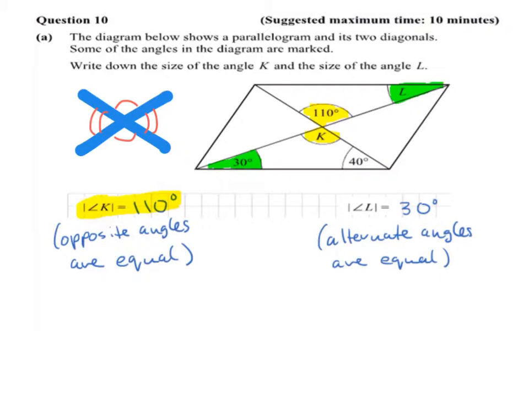So then we want to figure out what angle L is. So angle L is going to be equal to 30 degrees. And the reason for that is alternate angles are equal. So angle L and angle 30 are alternate to each other. Alternate angles can be seen in a Z shape. So this is a Z shape. And we can see that this angle and this angle are inside the Z. So they are equal to each other because they are alternate.